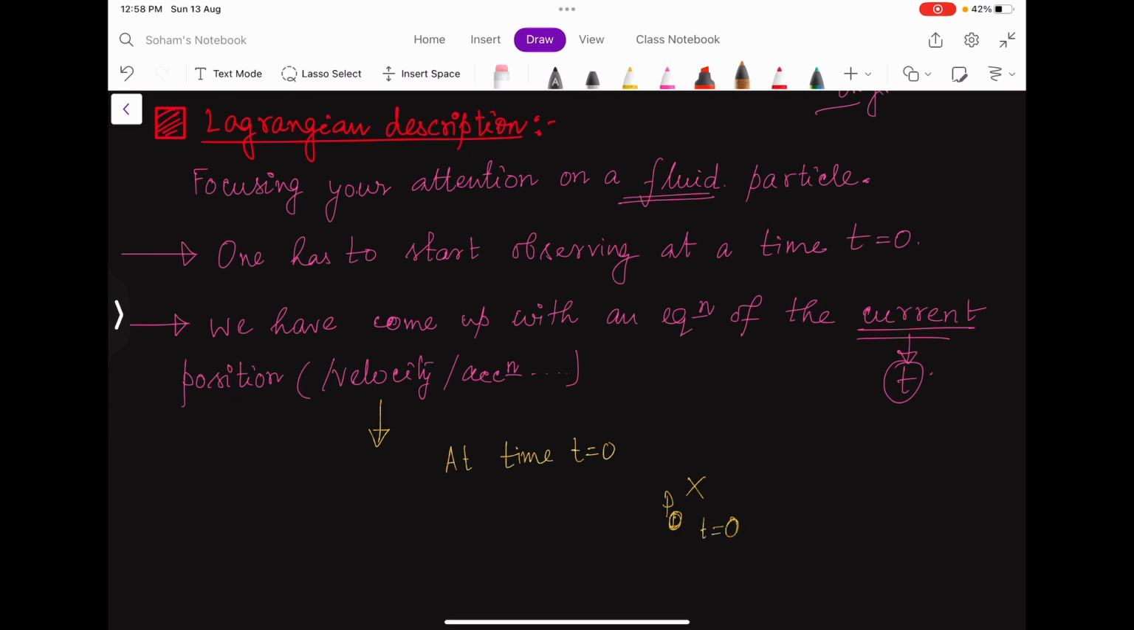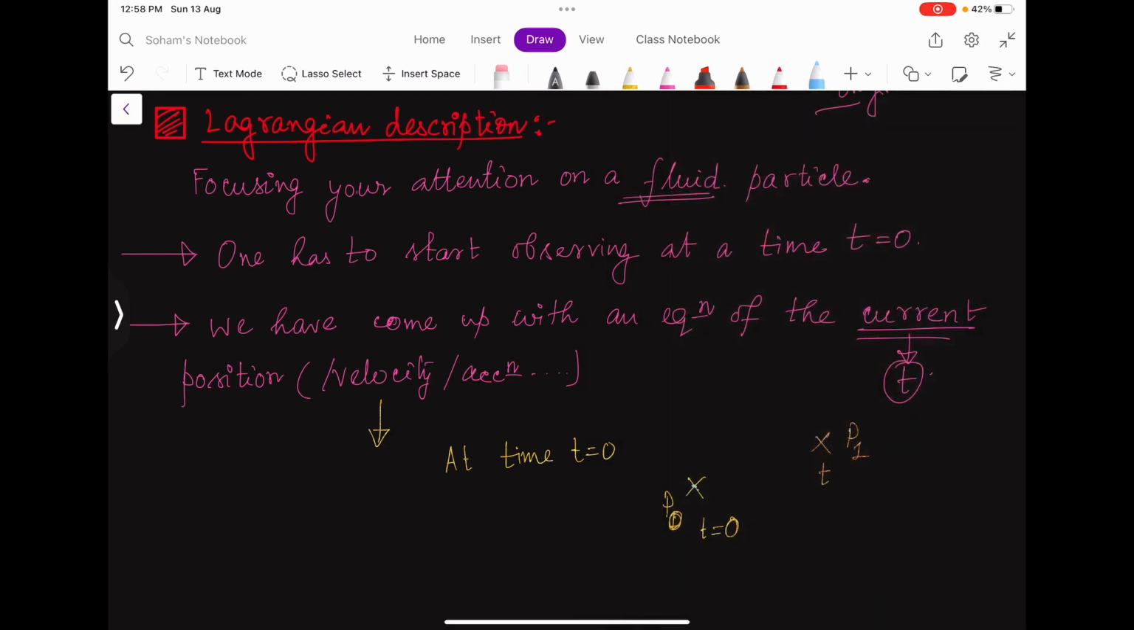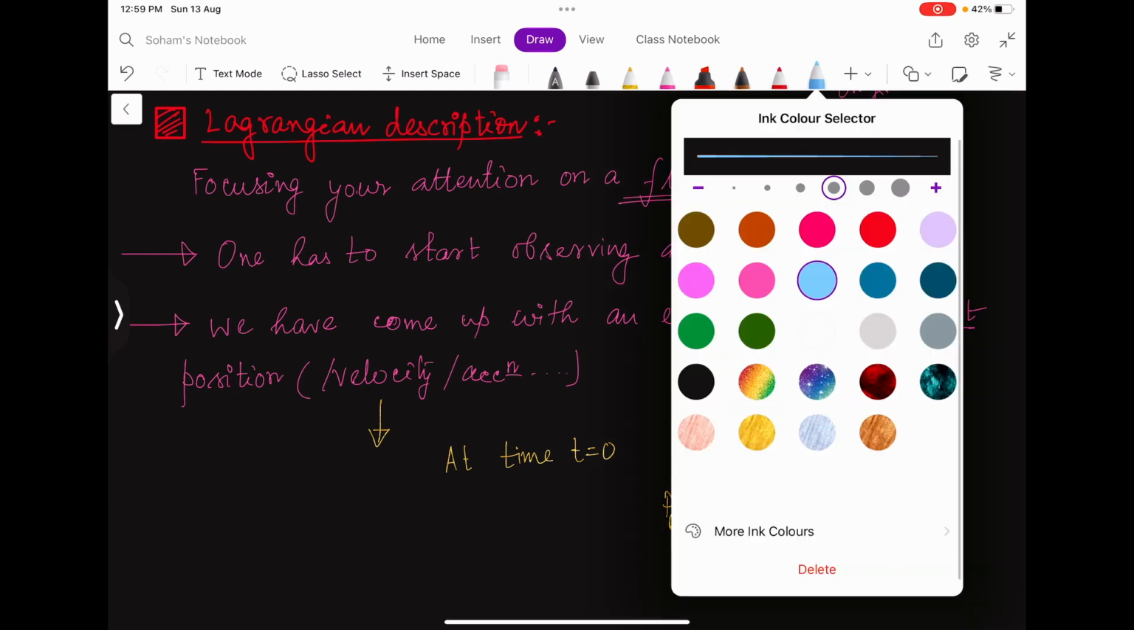Now after a particular time interval t, this point is p1. This point was p0, and this point is p1. So this fluid particle has traveled through this path at time t, and it moves from this point to this point. Fine.